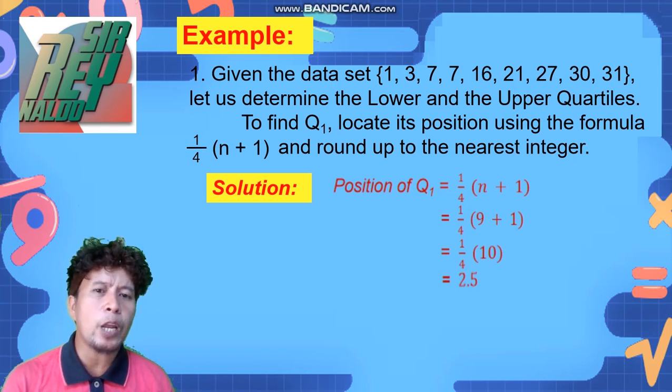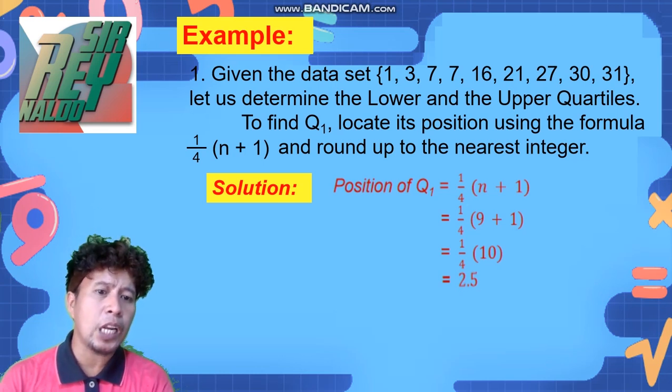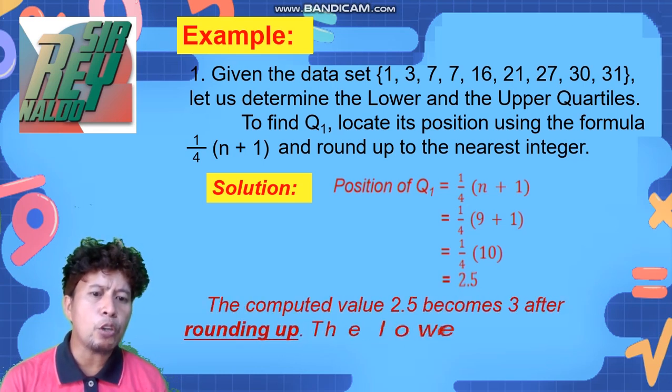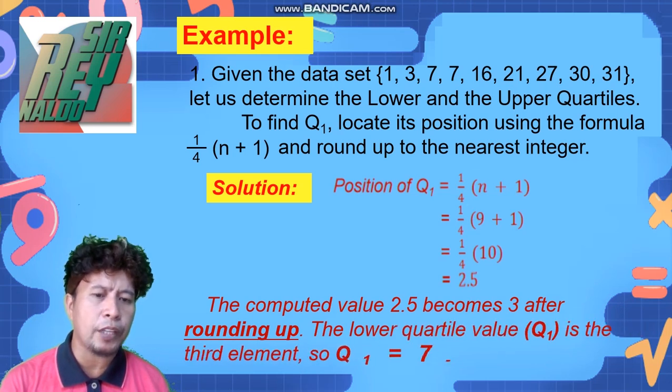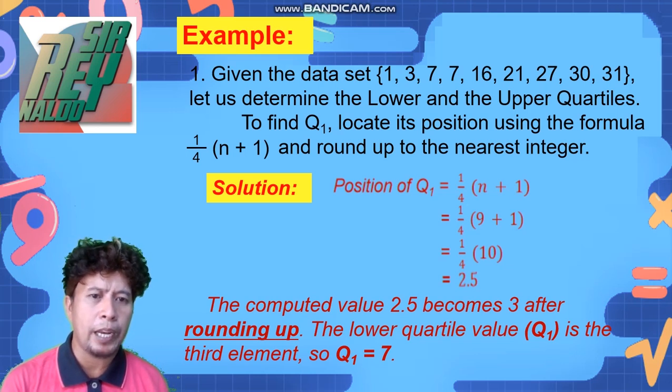So 1/4 times 9 plus 1, which is equal to 10, will now be equal to 10/4, and that is 2.5. So, quartile 1, ano ang rule natin pag quartile 1? We have to round up. So, ibig sabihin yung 2.5 ay magiging 3. Okay. So the computed value 2.5 becomes 3 after rounding up. Kasi nga, yun yung rule. So the lower quartile value or the Q1 is the third element. Kasi 3 nga yung nakuha natin. So therefore, Q1 is equivalent to 7.